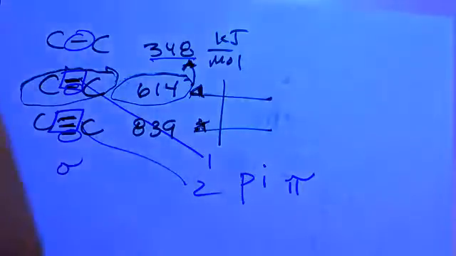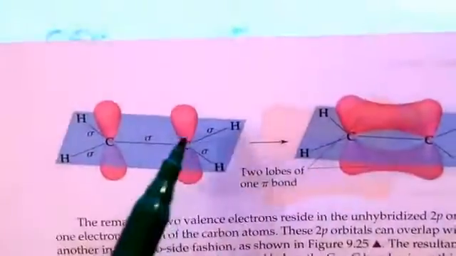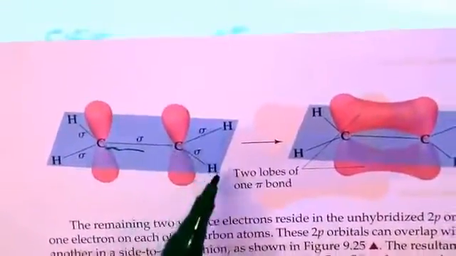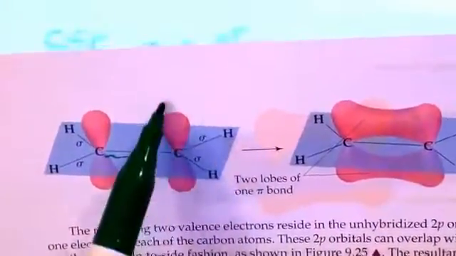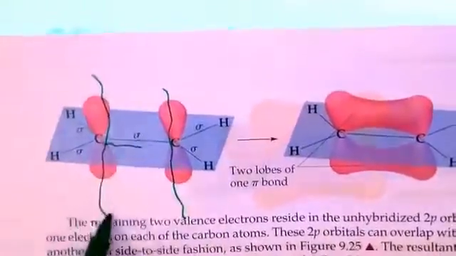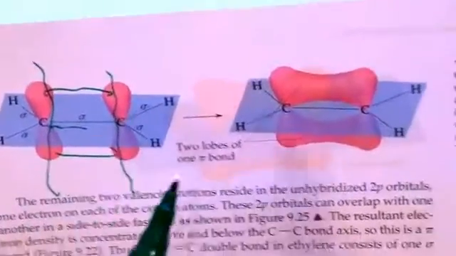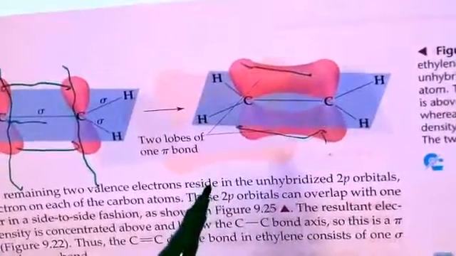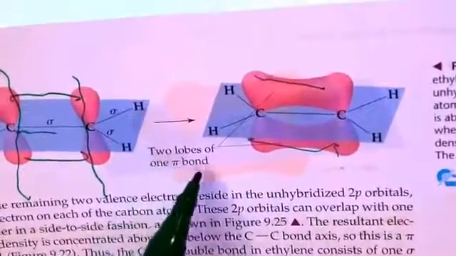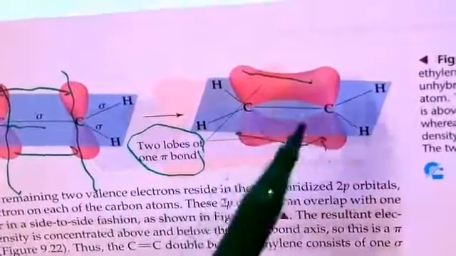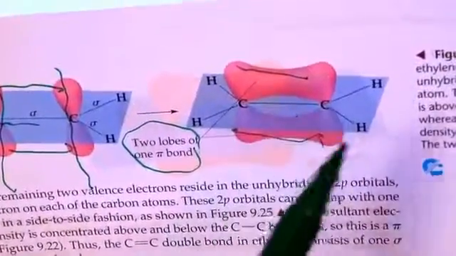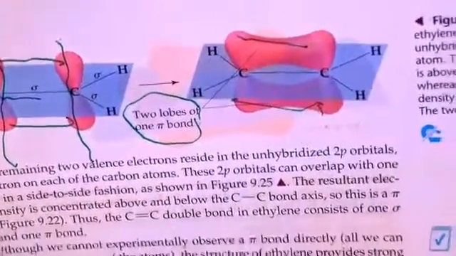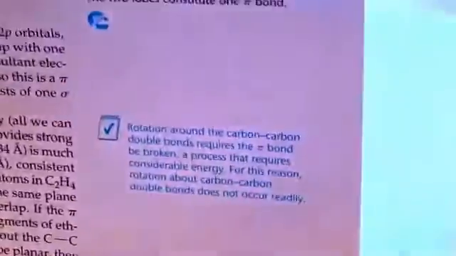Let's take a look at this example again right here. You can see in this picture of your textbook, here are the sigma bonds between the carbon and the hydrogens, and then these pi orbitals that are not hybridized lean towards each other and form this pi bond right here above and below the internuclear axis. These lobes of the one pi bond make it not as strong as the internuclear axis sigma bond.